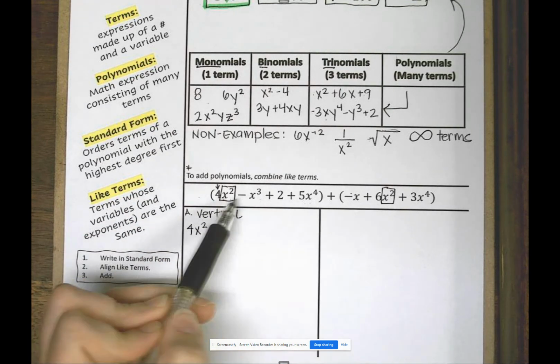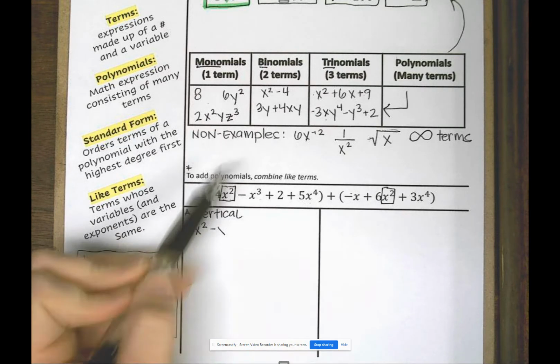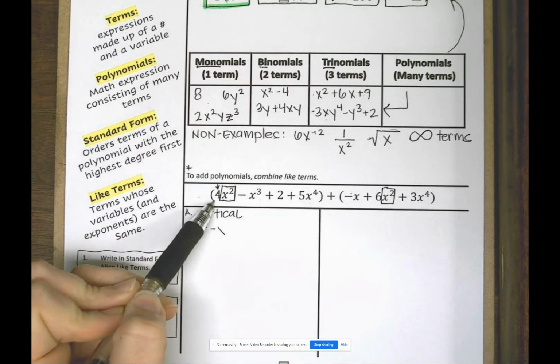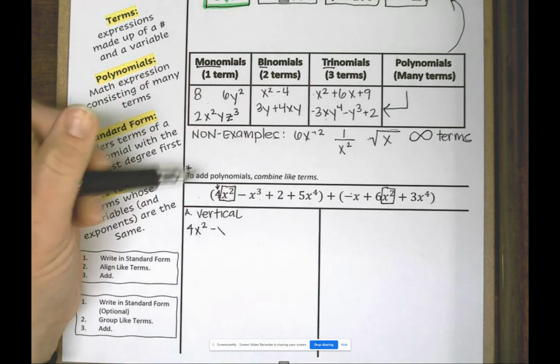And those variables are going to stay the same. And you are just simply going to add the coefficients. So the 4 and the 6, you're going to add just like normal algebra. 4 plus 6 is 10. So I'm going to show you two ways to solve this equation.